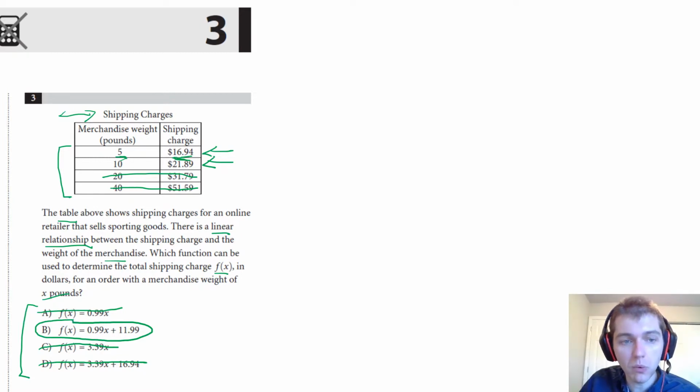You could do rise over run with the weights and the shipping charge, but it's unnecessary in this case. You've eliminated what you need. You can go ahead and circle B as your answer.